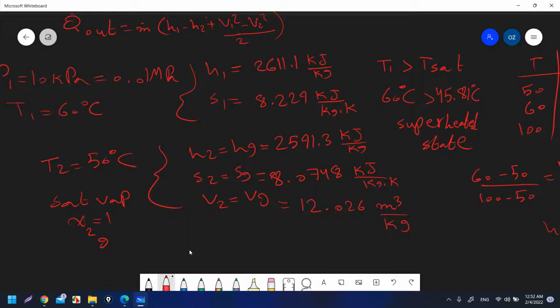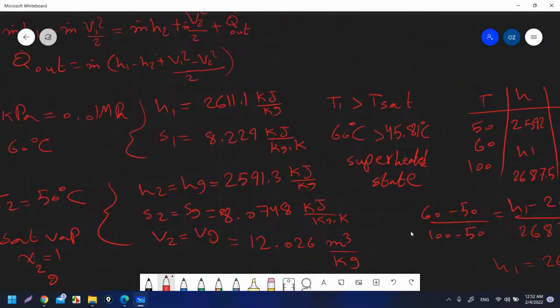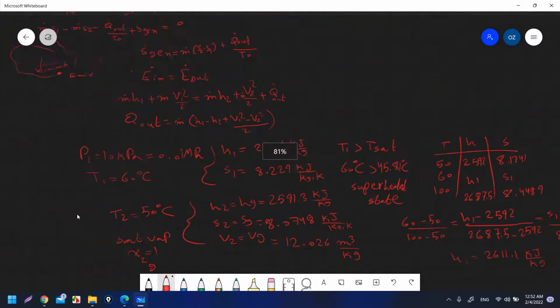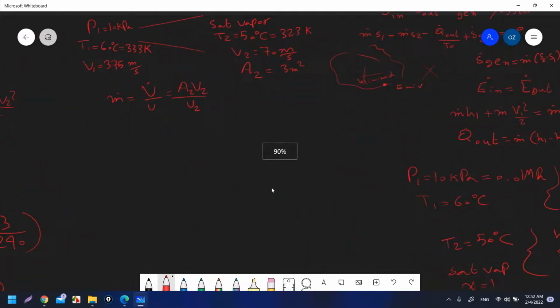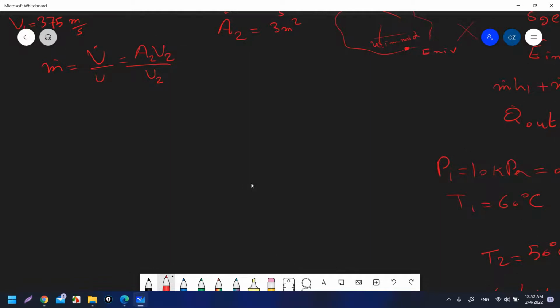Let's substitute in our equations. So for the mass flow rate, I will use this equation. The area is given in the question as 3, the velocity is 70, and the specific volume we got from the table, 12.026, will give us 17.46 kilograms per second.